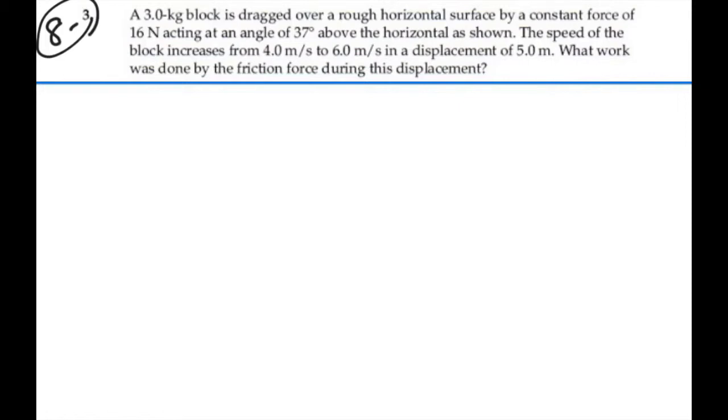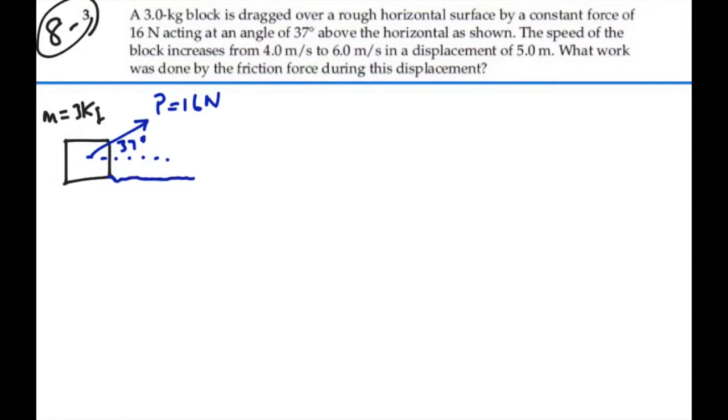Alright, let's see if we can imagine what's going on here. We got a 3 kilogram block. It's being pulled on by a force, P, which is 16 newtons, acting at an angle of 37 degrees. And it's being pulled on over friction for a distance of 5 meters. So we're going to go from a point A to a point B.